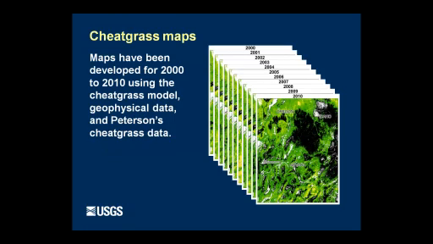Now what that does is, like I said, it generates cheatgrass maps from 2000 through 2010. These are cheatgrass extent and abundance maps. Areas that are black are areas where the model did not estimate that there was cheatgrass production for that particular year.